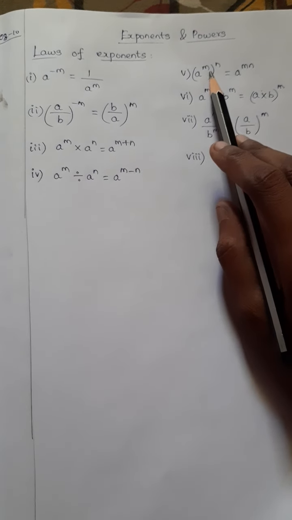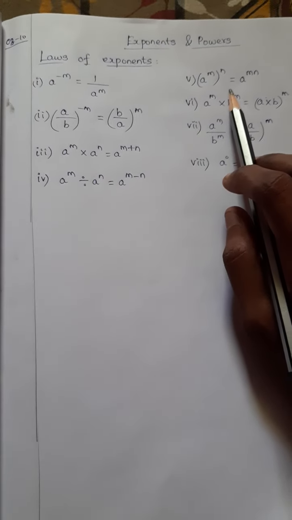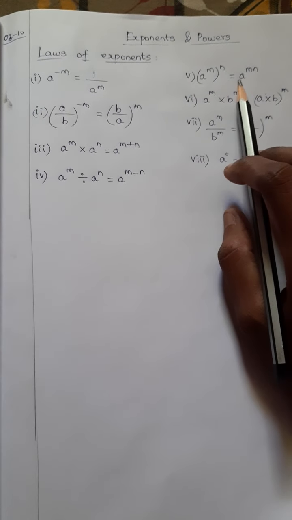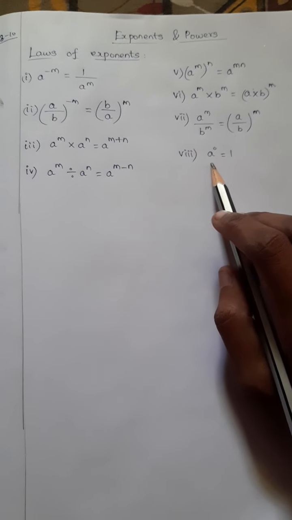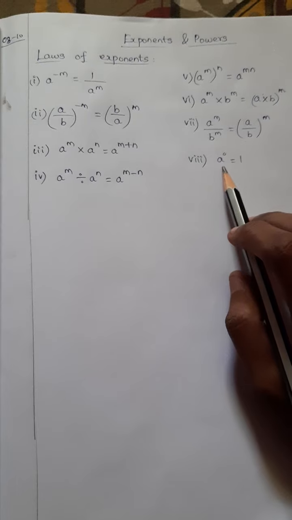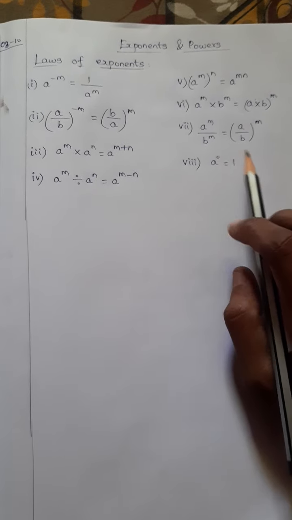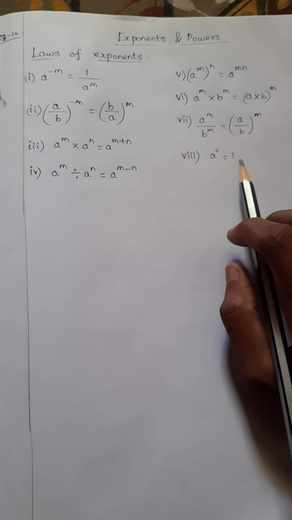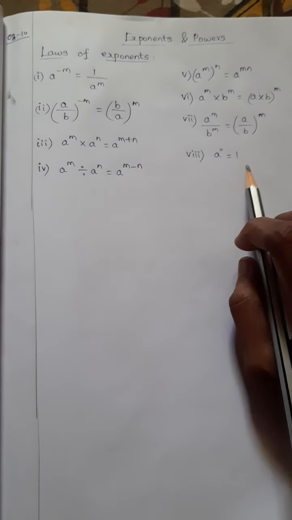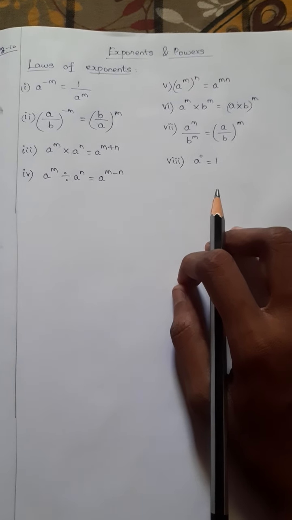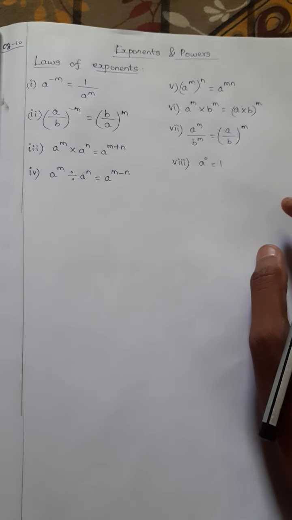And a power m the whole power n, which is equal to, powers can be just multiplied, a power m into n, that can be written as a power mn. And the last rule, any base to the power 0, if it is 15 into 25 into 75 the whole power 0, the result will be 1. Any number to the power 0 is equal to 1. So these are the laws of exponents. Once you are thorough with all these laws, it is easy for you to apply them into the sums.